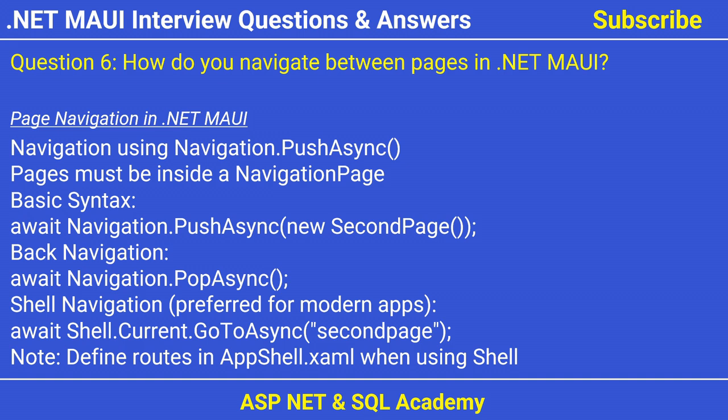Shell simplifies navigation using route names and URI like syntax. You first register your routes in AppShell.xaml and then use await Shell.Current.GoToAsync("SecondPage"). Shell also supports advanced scenarios like query parameters and deep linking. In summary, Shell provides a modern, flexible, and scalable way to navigate in .NET MAUI apps.